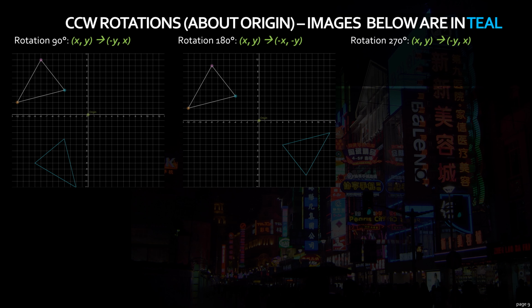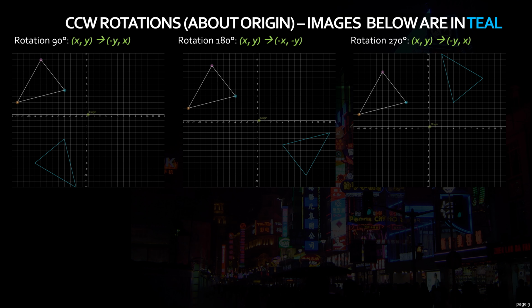So if I rotate it 180 degrees, notice my image ends up in the 4th quadrant. And then if I rotate it 270 degrees, it ends up in the 1st quadrant. So again, 90, 180, and then 270. That's a good way to remember how the rotations work. Just think about which quadrant your image is going to end up in.